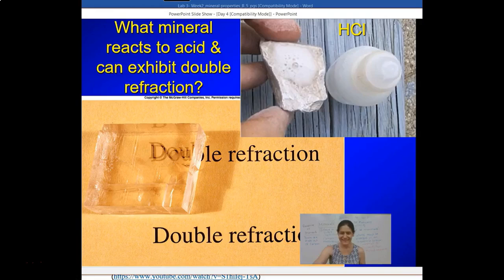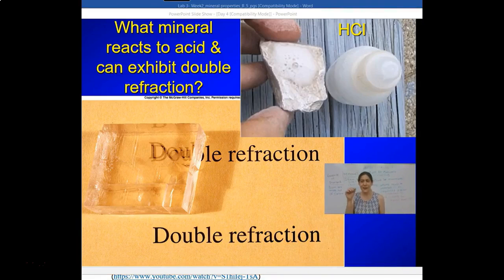Another property that is super fun is that there are some minerals where if you drop acid on it, it'll bubble, which is always just really fun to do. The same mineral also is prone to what we call double refraction. You put it on some text and you look through it and you get a double image.